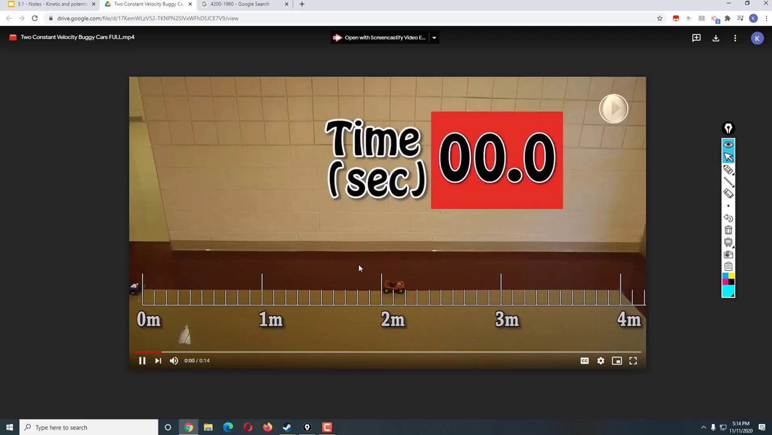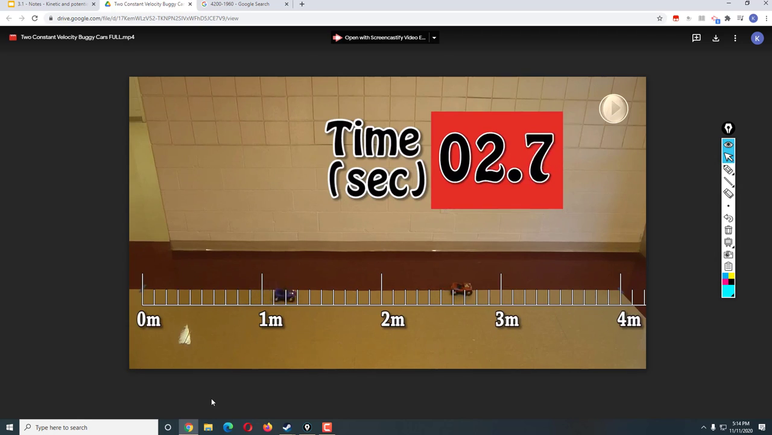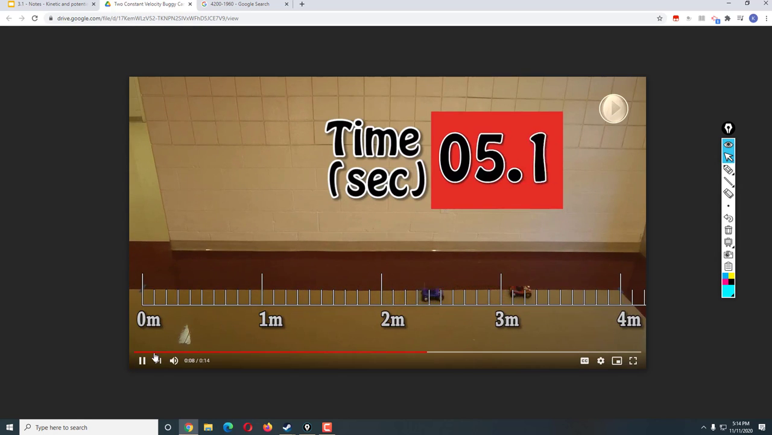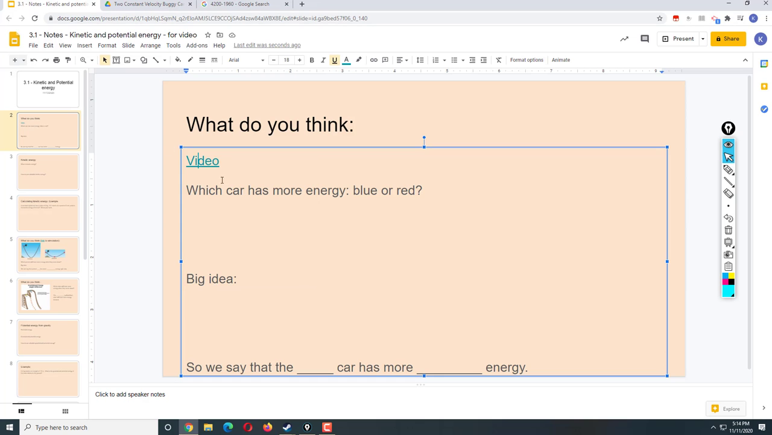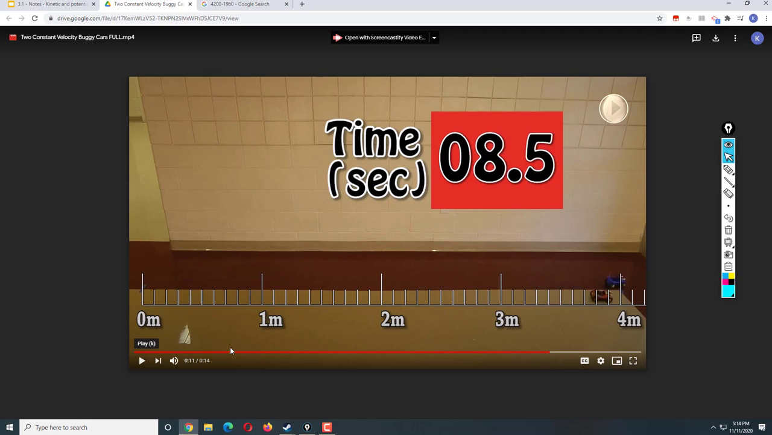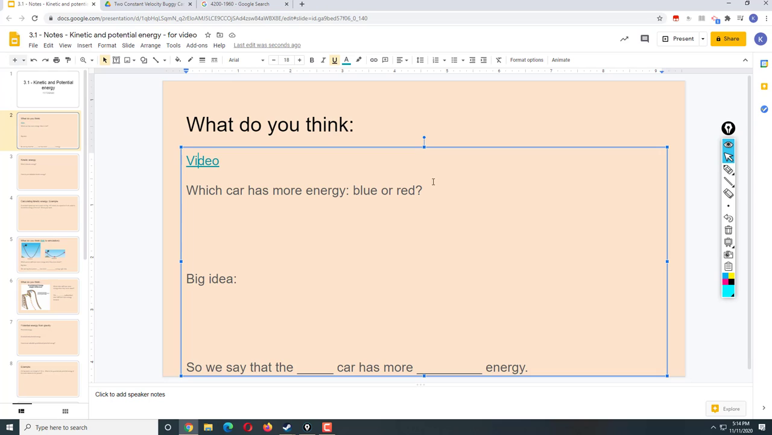Here's a video. We have two cars. There's the red car right here. There's the blue car right here. Which car do we think has more energy? Well, which car is faster? We know that the blue car is moving faster once they start moving. So we can say the blue car has more energy because the blue car moves faster.